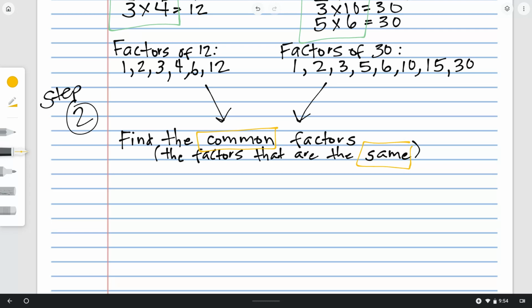So if we looked at this list of 12 here, with the factors of 12 right here, and if I looked at the factors of 30, can you tell me which ones are the same? And can you put them in a list for me with a comma between? And then after this, I'm going to circle them in orange. Nice job to my math wizards that are telling me which ones are common or the same.